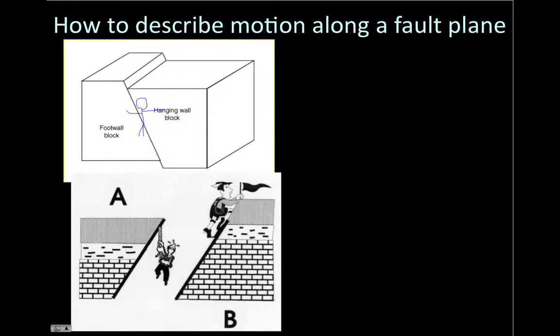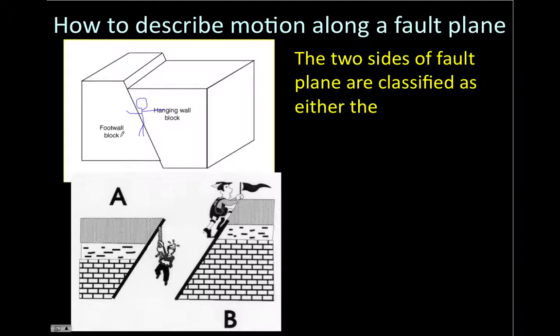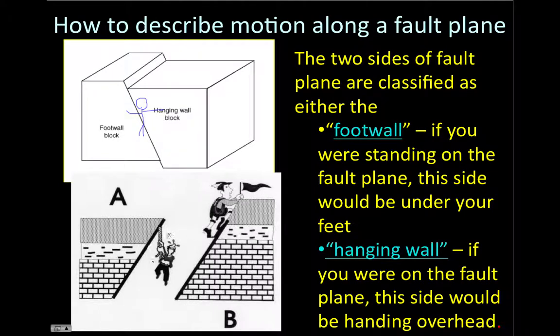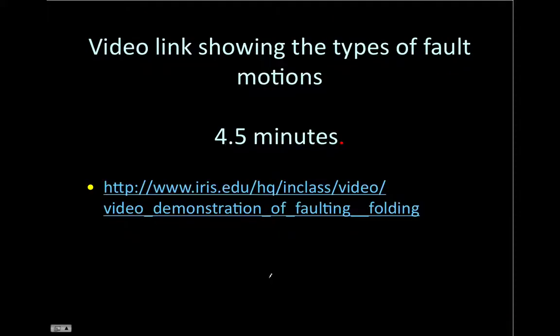where the person would be standing, would they be able to be standing? That's what we refer to as the footwall block. So the footwall block is if you were standing on the fault plane, this side would be under your feet. The other side of the fault is called the hanging wall, and this is the side of the fault that would be hanging over your head. Now I have here a great movie that shows the characteristics of the types of fault motions that I'd like to have us view.